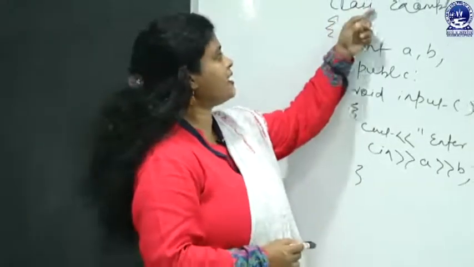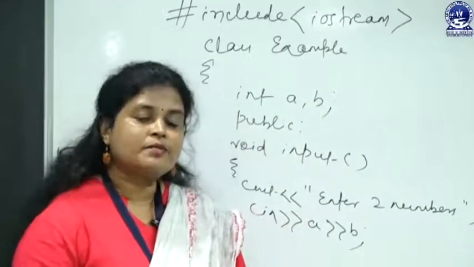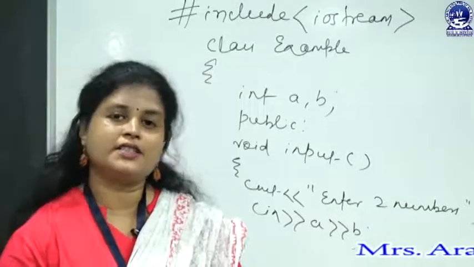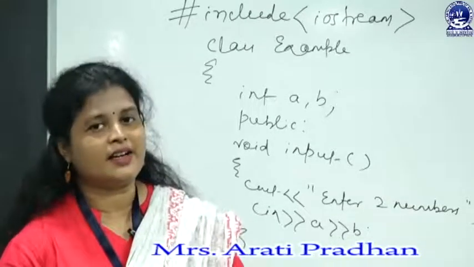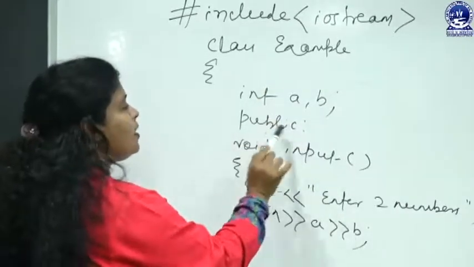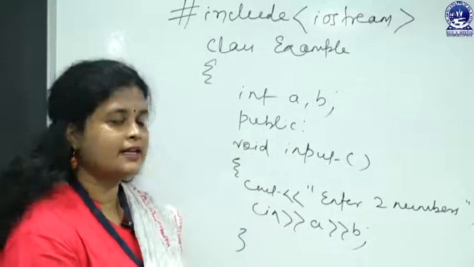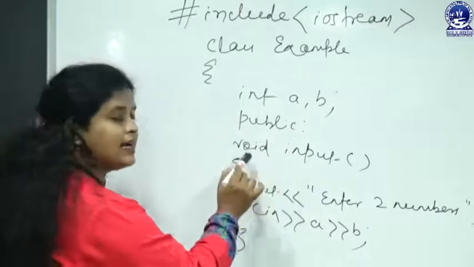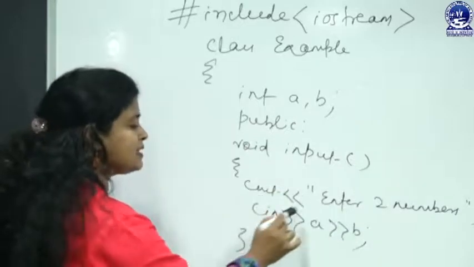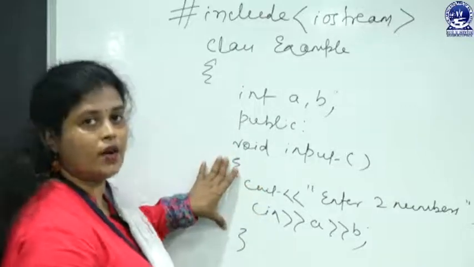Let the coding be: class example, then int a, b. Just assume the question is: input two numbers and find out the greater one. Then the coding will be class example int a, b. Public is the access specifier, public specifies up to what extent you can access it. Then void input. Inside the void input I have used cout "enter two numbers", it will display the message, then cin >> a >> b, it will input two values. This is the coding of the void input part.